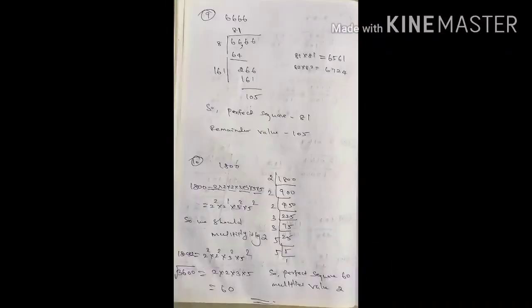Next, ninth one. This is a theory question. Find the least number that must be subtracted from 6666 so that it becomes a perfect square. Also find the square root of the perfect square that is obtained. So in 6666, subtract some least number to get a perfect square number.